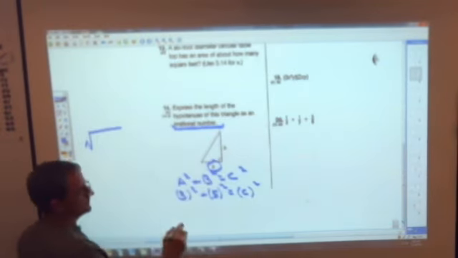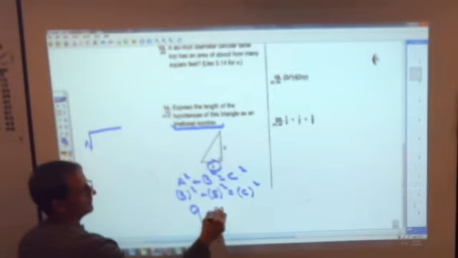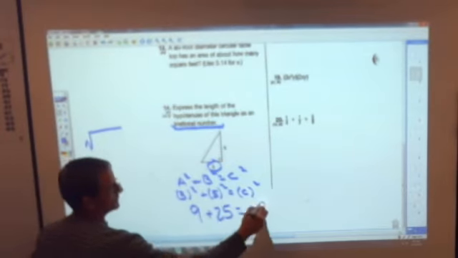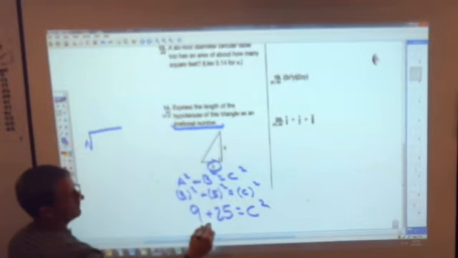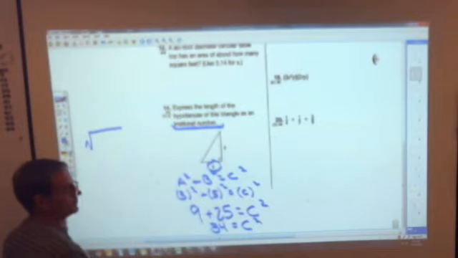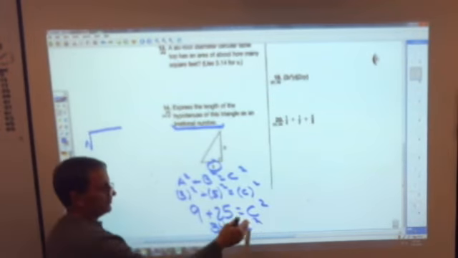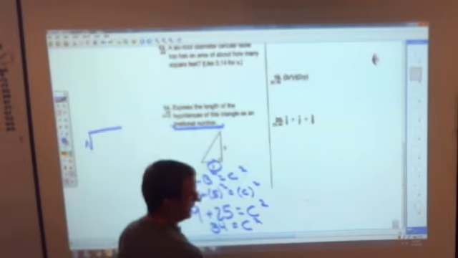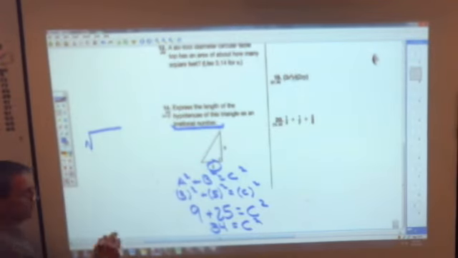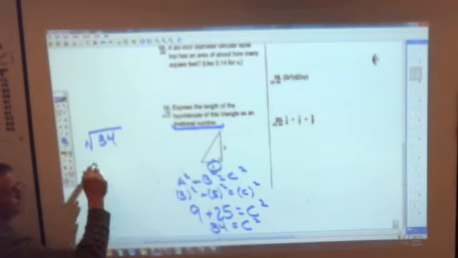And watch how nice this is. What is 3 times 3? 9. What is 5 times 5? 25, and that equals c squared. What is 9 plus 25? 34. So you get 34 equals c squared. And anytime you have the letter squared equals a number, the answer to that is just the square root of that number. So c is going to equal the square root of 34.